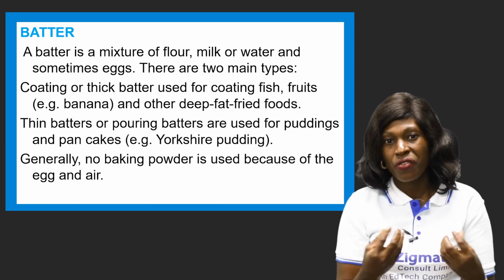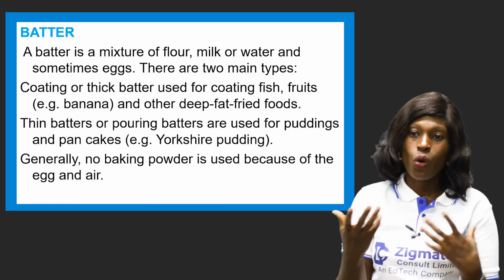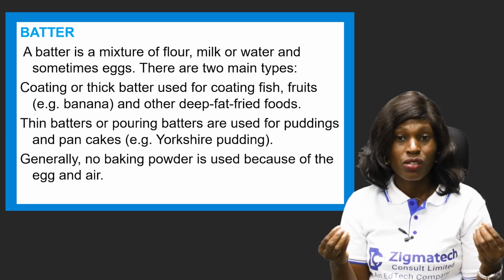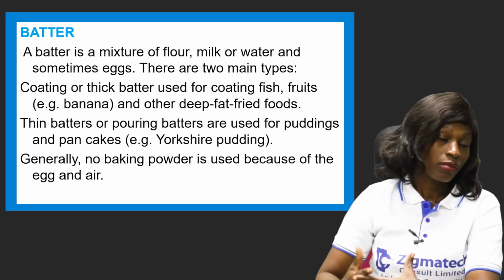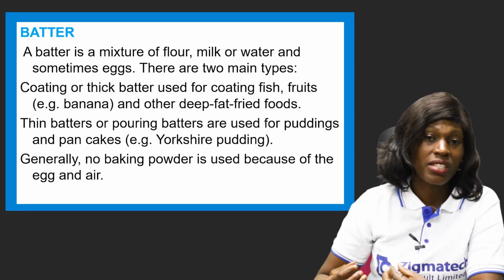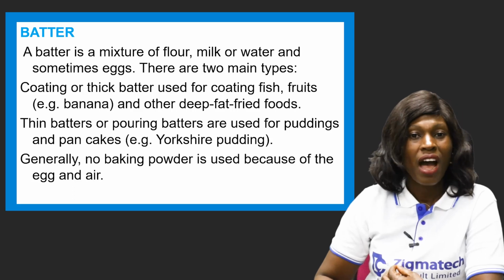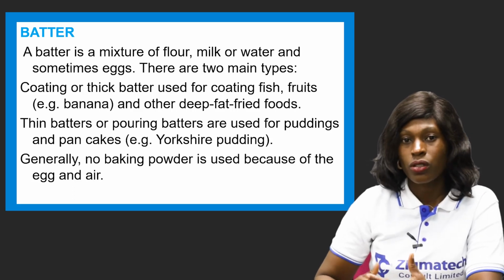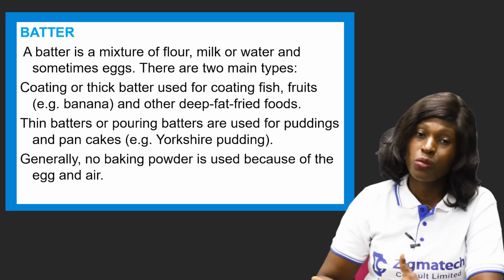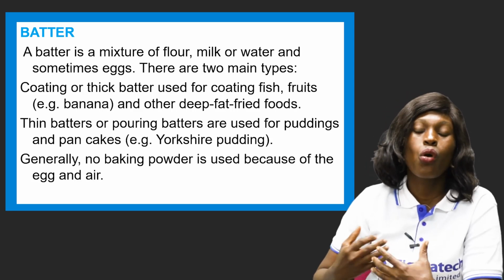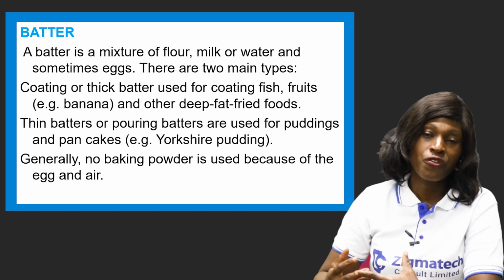We have the one that is used for coating, which is referred to as coating or thick batter. You use it to coat your fish. You can use it to coat some other types of food for frying, to actually retain the nutrients in them. You can also use banana as part of the coating process, to coat these foods, and then you fry them.